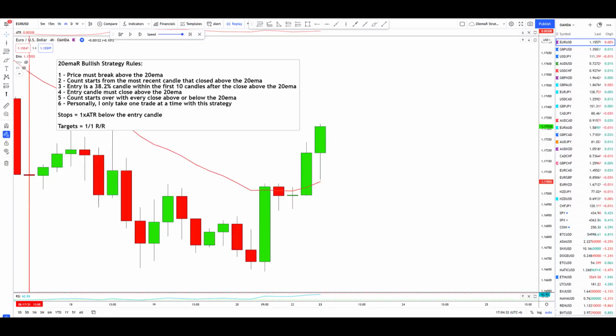Hey traders, and welcome to the 20 EMAR bullish strategy tutorial. Here are the rules for this strategy. They are extremely simple, even more simple than the rules for the previous 50 EMAP strategy we just looked at.